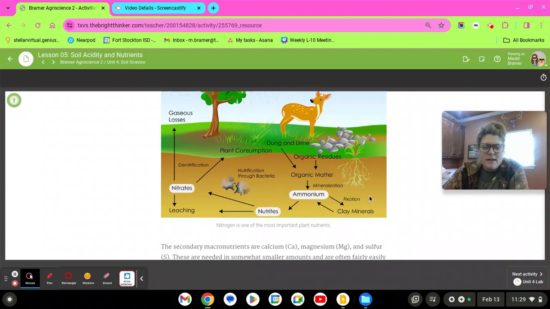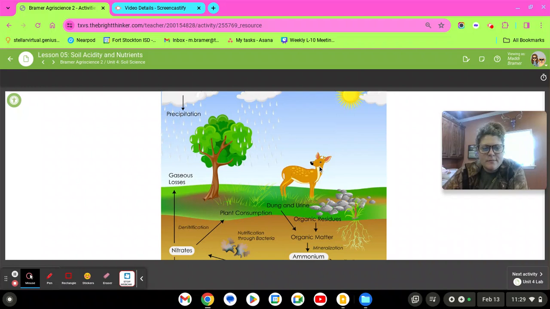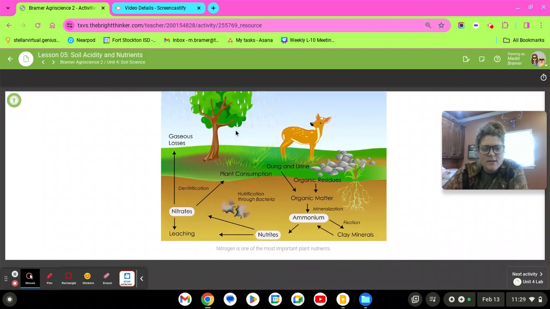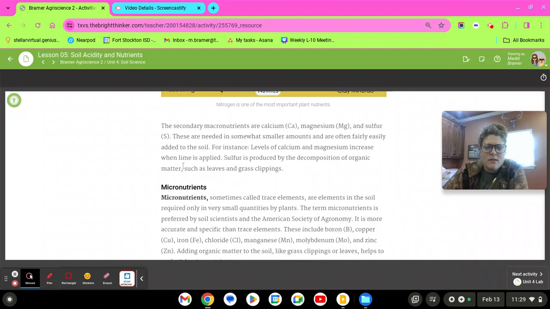Nitrogen is one of the most important plant nutrients. So you've got the water that comes down, nitrates down here, nitrites all through, and they get it through the bacteria, through different gases going on. All of these make up the organic matter and the soil health. The secondary nutrients, they still need these, but in slightly smaller amounts: calcium, magnesium, and sulfur.